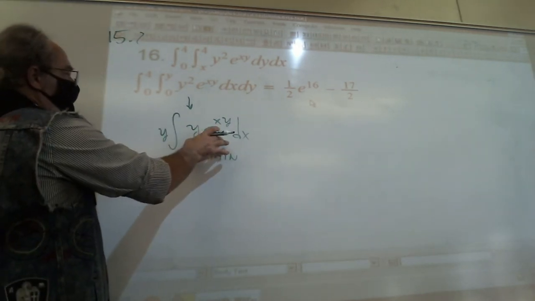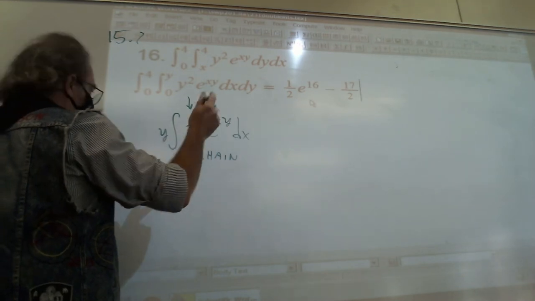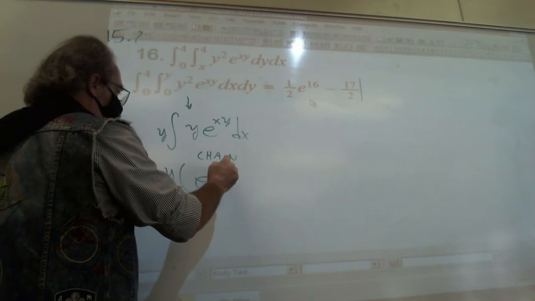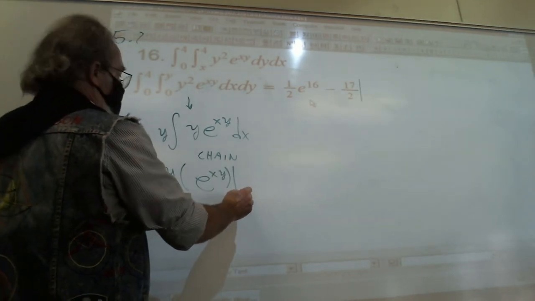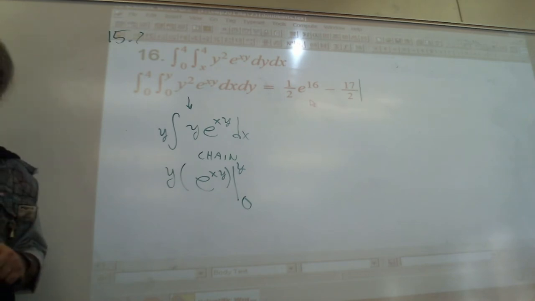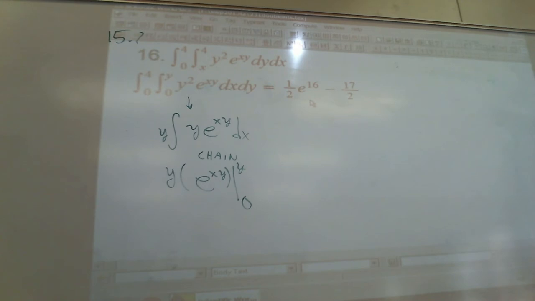When we do this thing, you have the derivative of the upstairs with respect to x is y. This is just going to be this y out front, e to the xy, evaluated from 0 to y. And then you do the other integral around it. But it's doable. Now let's ask Scientific Workplace for this integral.